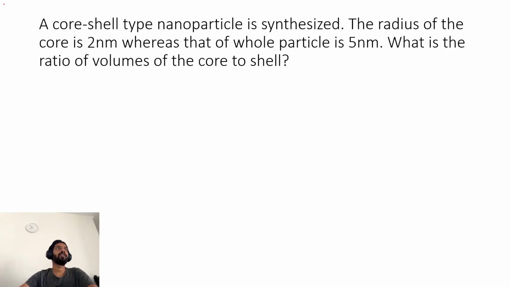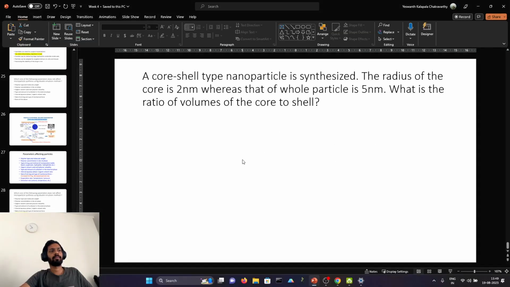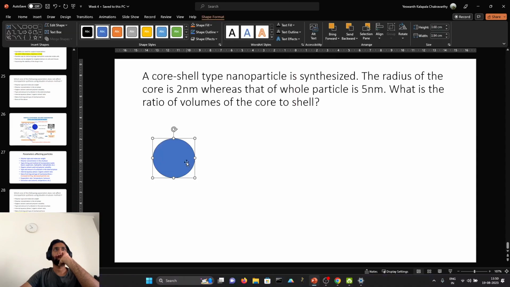Okay, so moving on, we have a numerical question. So I think final question. A core-shell type nanoparticle is synthesized. The radius of the core is 2 nanometers, whereas that of the whole particle is 5 nanometers. What is the ratio of volumes of core to shell? Does anyone know how to solve this? I think it's 8 is to 125, sir.